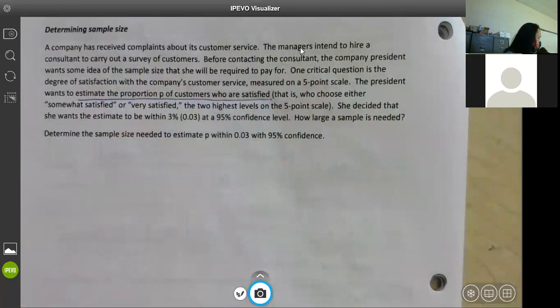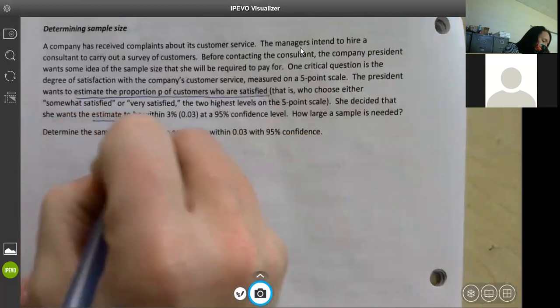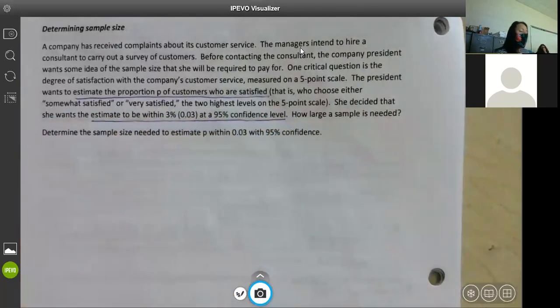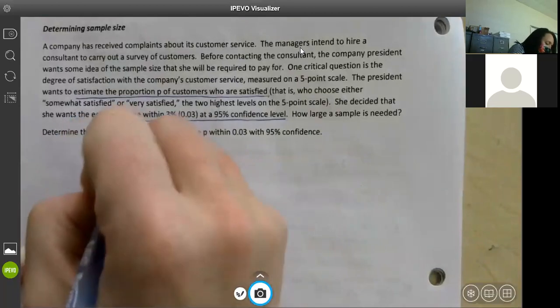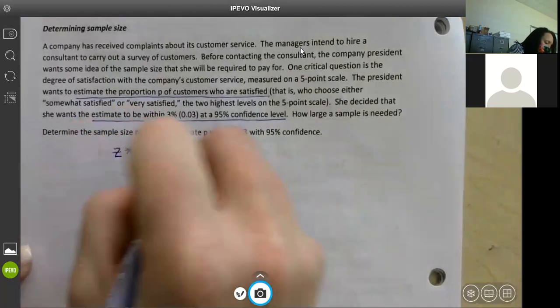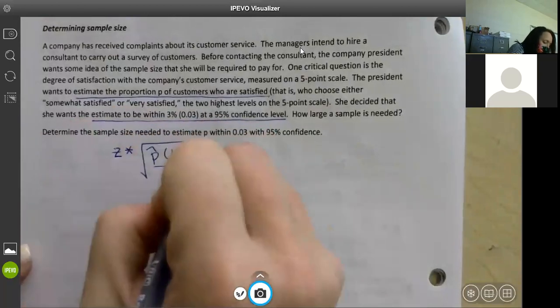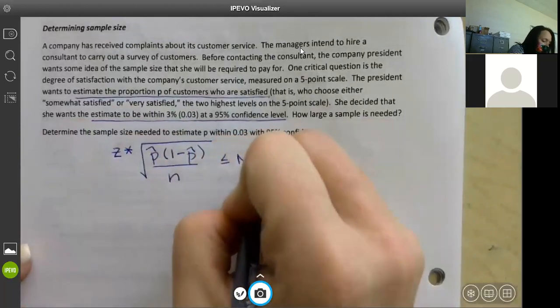She decided that she wants the estimate to be within 3%, so that's important. The estimate to be within 3% or 0.03 at a 95% confidence level. We want to know how large the sample is needed. So determine the sample size needed to estimate p within 0.03 with 95% confidence. Here's our formula. z star times the square root of p hat, 1 minus p hat over n is less than or equal to the margin of error.